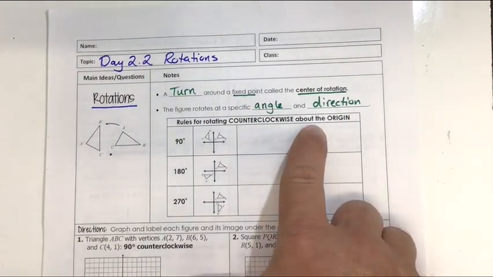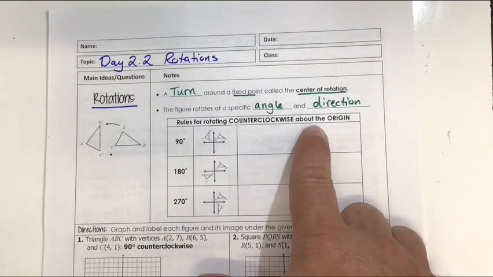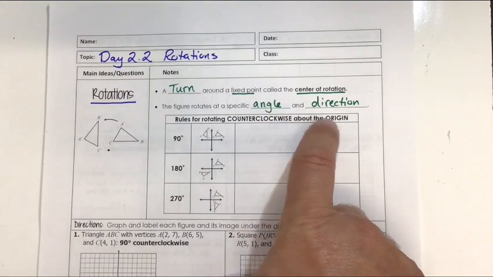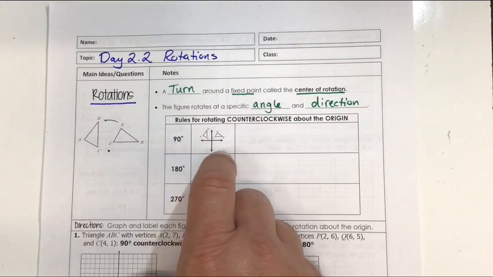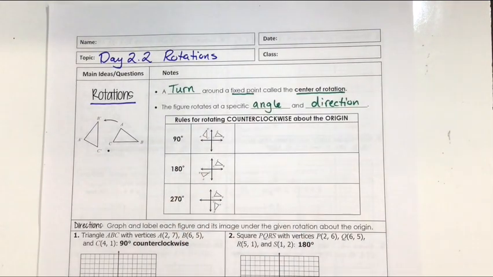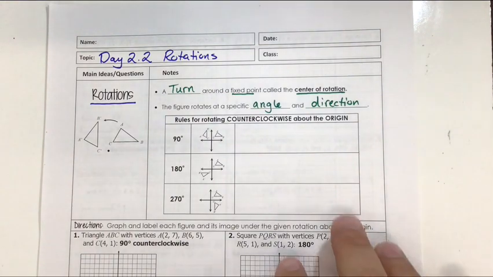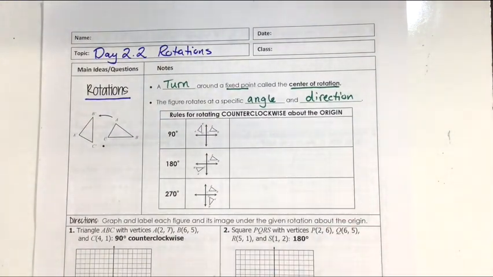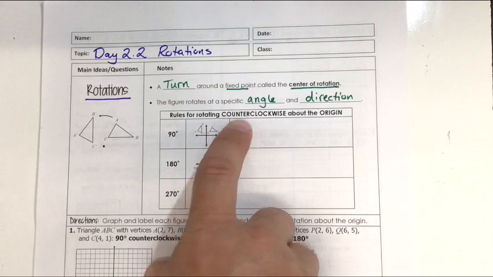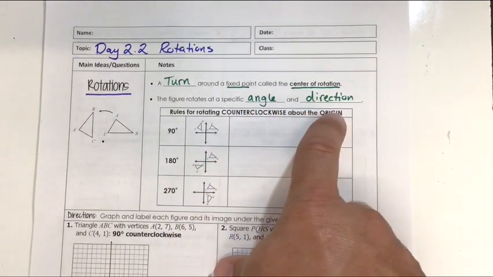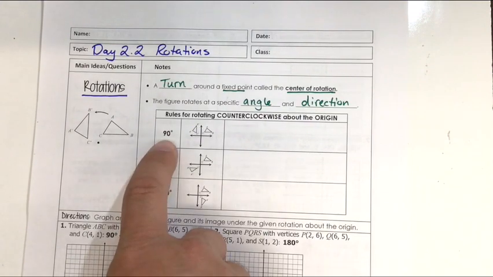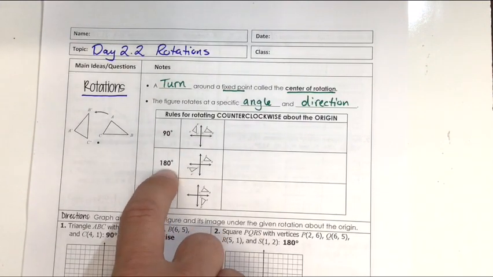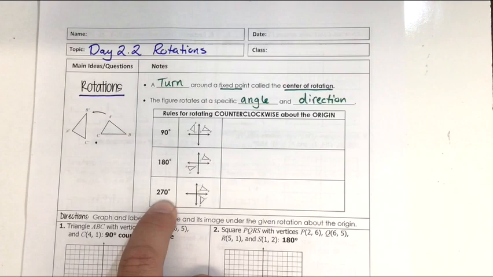But we are going to focus our rotations around a center of rotation at the origin. That means we're going to rotate everything around the origin in our coordinate plane. There are plenty of other ways I could set up a center of rotation, but that is what we're going to stick with for right now. So we're going to look at some rules using a counterclockwise rotation around the origin. And these are the only degrees we're going to use: 90 degrees, 180 degrees, and then 270 degrees.